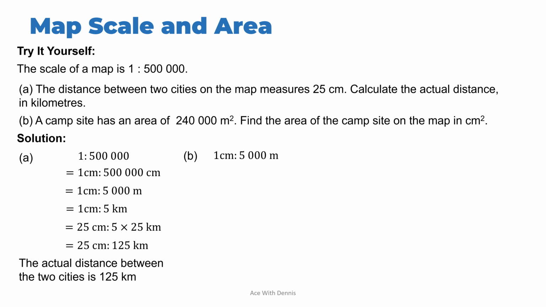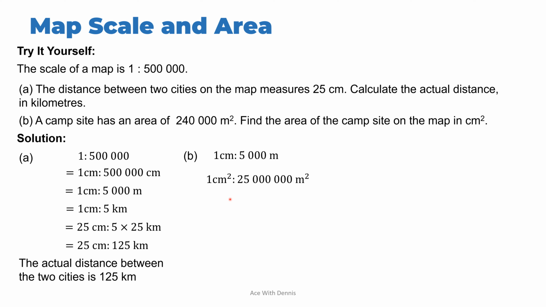For B, as we know the scale is 1 centimeter is to 5,000 meters, we square both quantities, it becomes 1 centimeter square is to 25 million meters square. Alright, so why do we want to convert to meter square? Because the question gives us the area of this campsite in meters square.